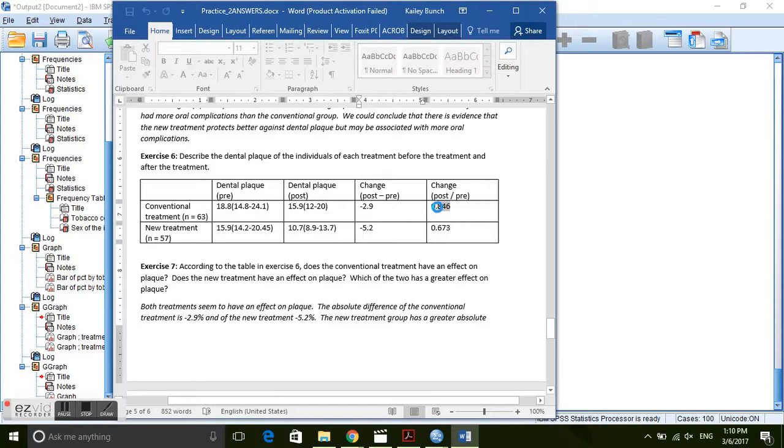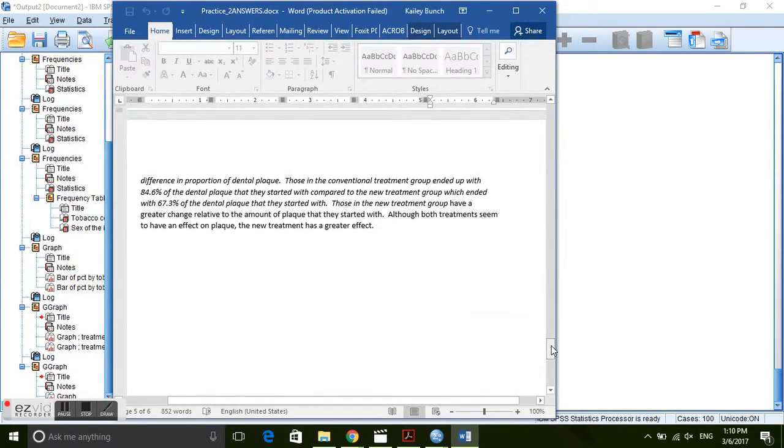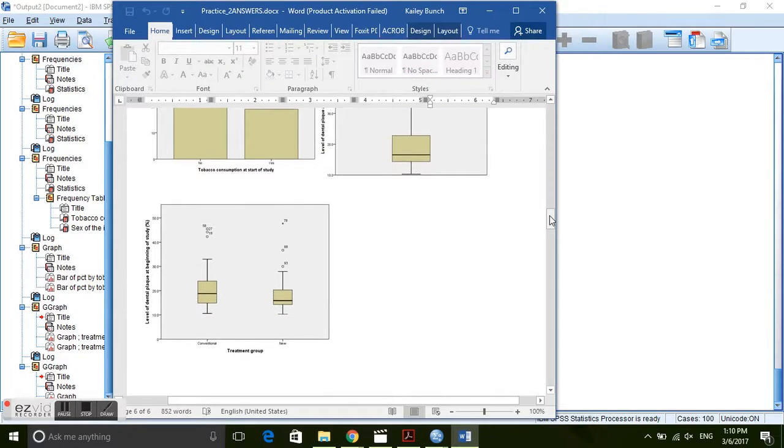And this number shows you the proportion of dental plaque that the individuals have at the end of the study. So in the conventional treatment group, they still have 84% of the plaque that they had when they started out. But in the new treatment group, they only have 67.3% of the plaque that they had when they started the treatment. So then it asks you to analyze, and you can see what I wrote. And that is how you complete this practice.